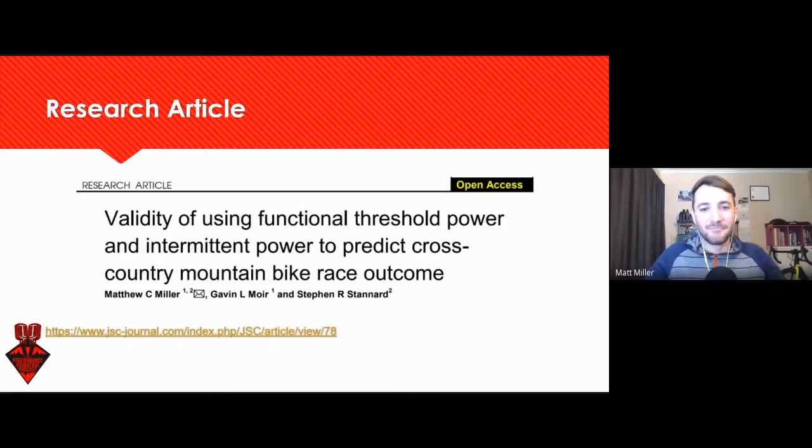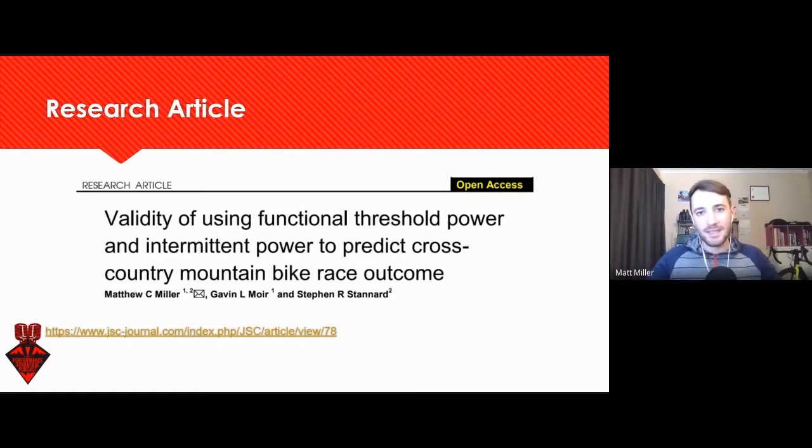Yes. So we all know the functional threshold power, FTP, and cyclists are going to use this. Do you guys use this in running, FTP? Critical power. Okay. So we'll talk about how those are so related soon. But when I first started my career in science, I was thinking, what does FTP mean?